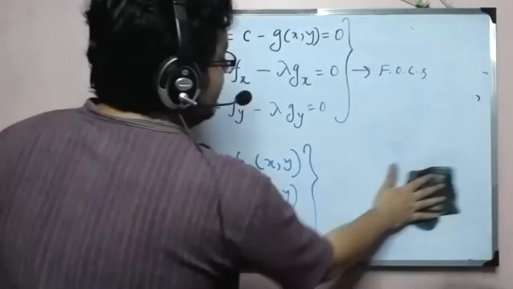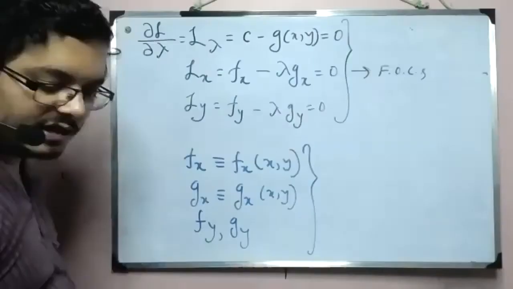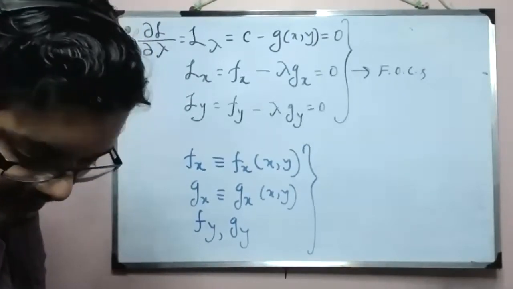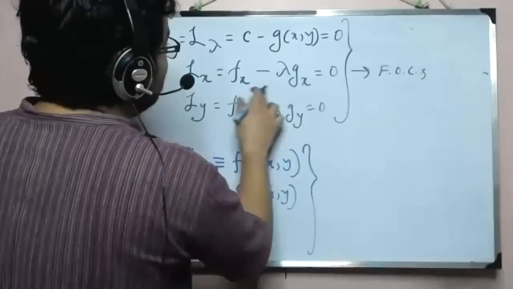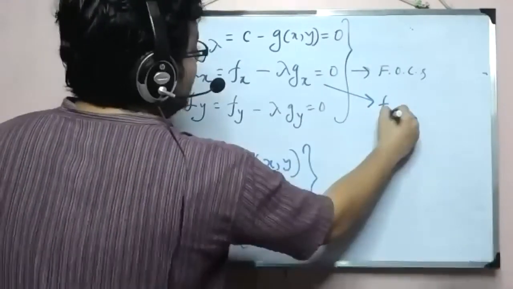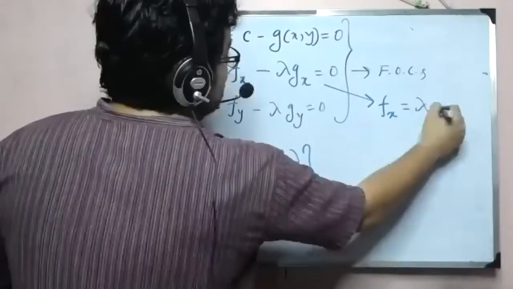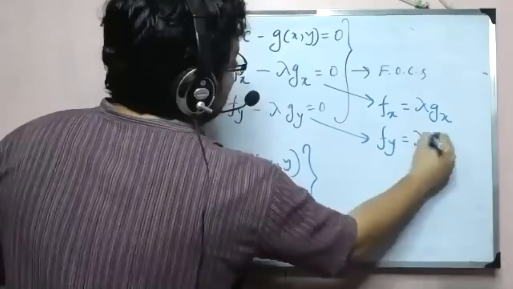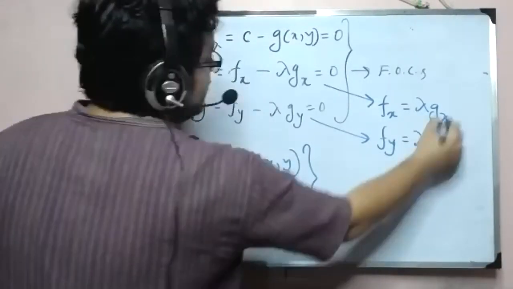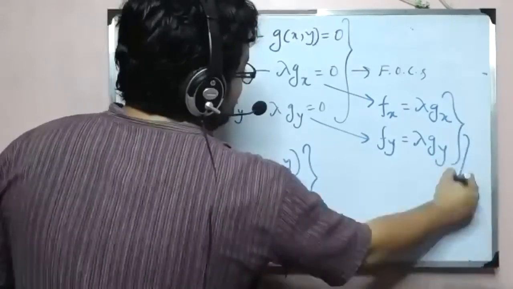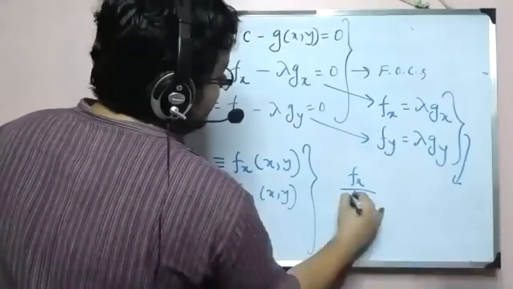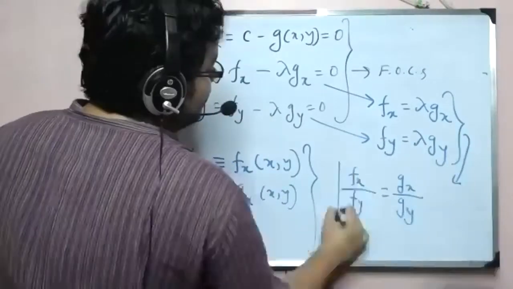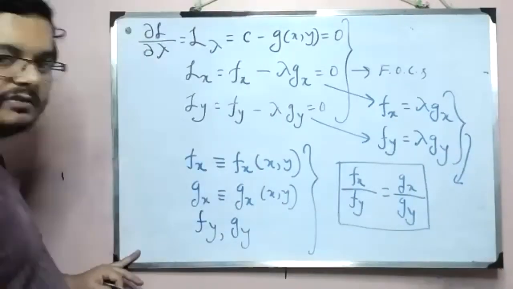All right, now keeping this in mind, from the first order condition, like earlier, we can eliminate lambda from the last two conditions, right? So how will I do that? It's very simple. From this one, we have fx equal to lambda gx, and from the third one, we have fy equal to lambda gy. If I take a ratio of this, then I have fx by fy equal to gx by gy.